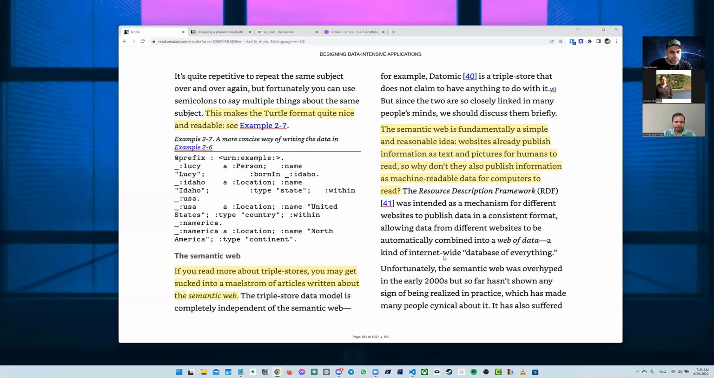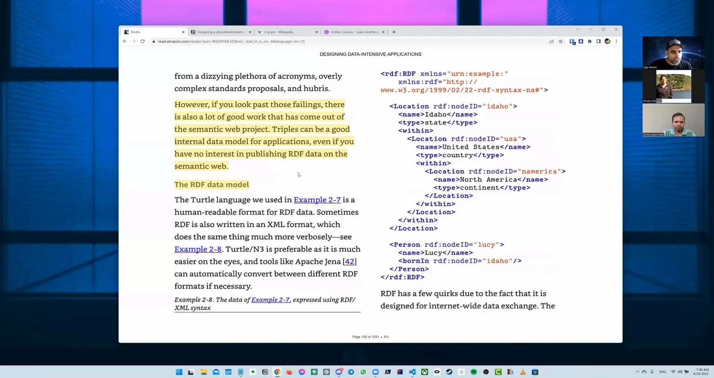And so the web is kind of like an internet-wide database of everything, but the semantic web was overhyped and so far hasn't really been shown in practice. So the semantic web was kind of cynical. So triples kind of came out of this. Triples can be a good internal data model for applications, even if you have no interest in publishing RDF data on the semantic web. So has anybody heard of the semantic web and RDF?